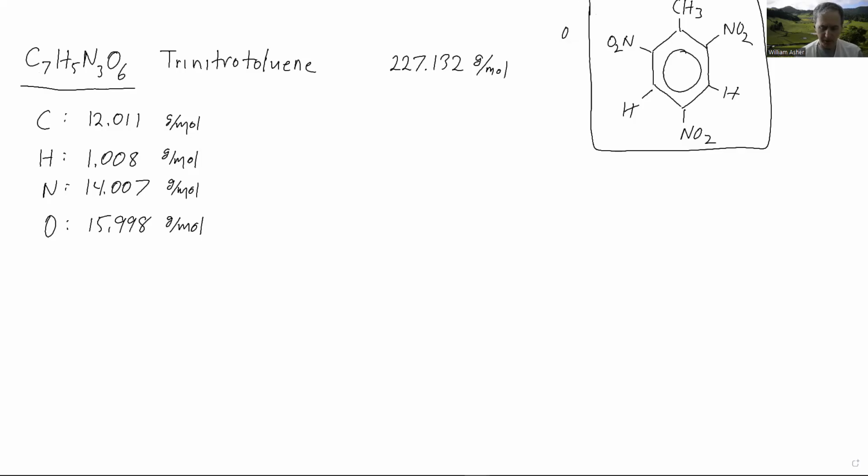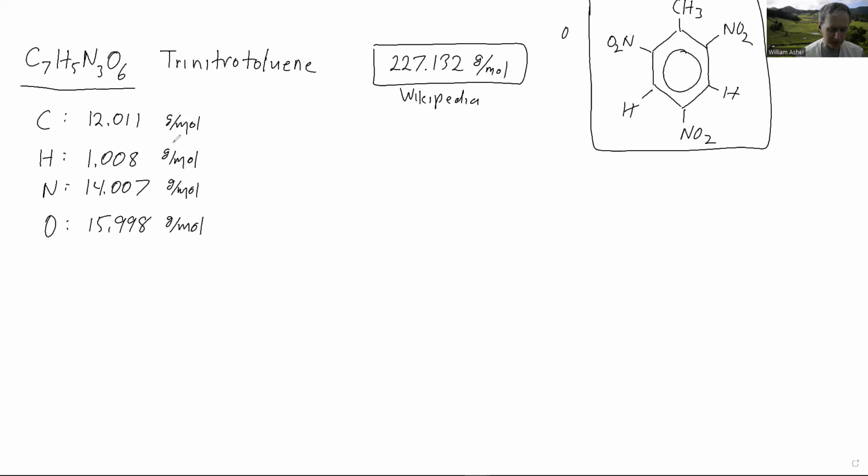We could do that one of two ways. One is we could just look it up, and it's 227.132, and this came off Wikipedia. So you can look things up if you want. The other way to do it is to calculate it. We know that carbon's atomic mass is 12.011 grams per mole, hydrogen is 1.008, nitrogen is 14.007, and oxygen is 15.998. So we can calculate the mass of each one of these and then add them up. That'll actually help us get to the final step, so we're going to do it that way, and then we can check our work after we've looked it up.